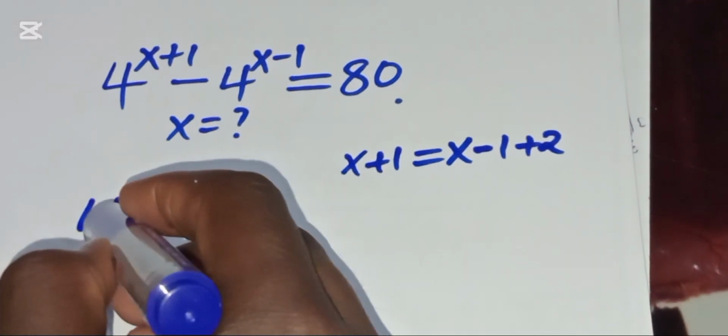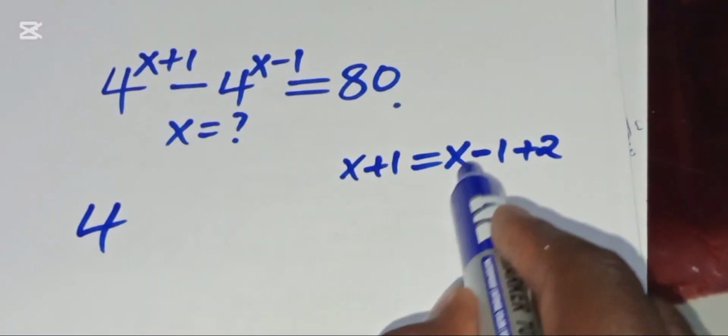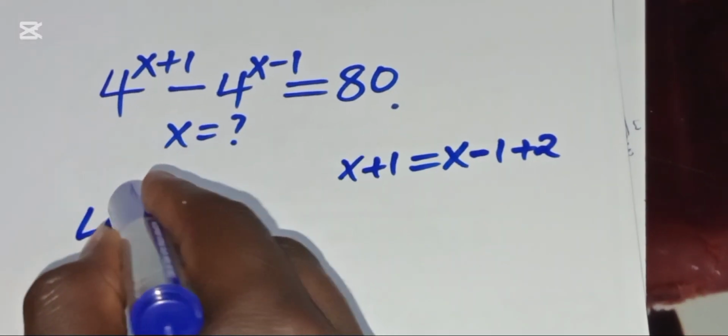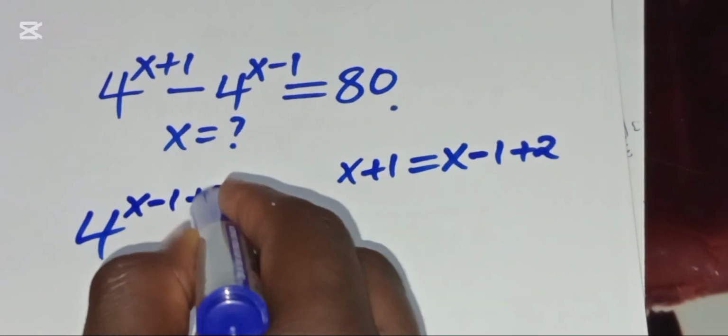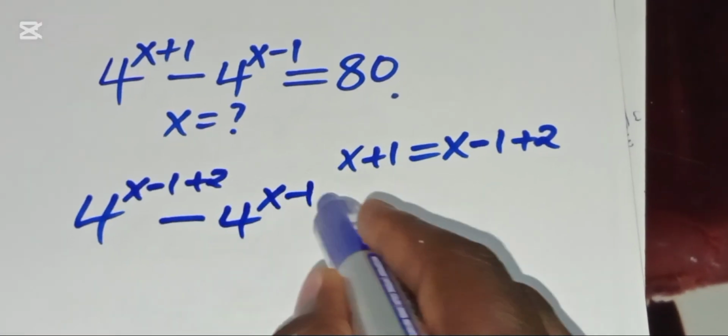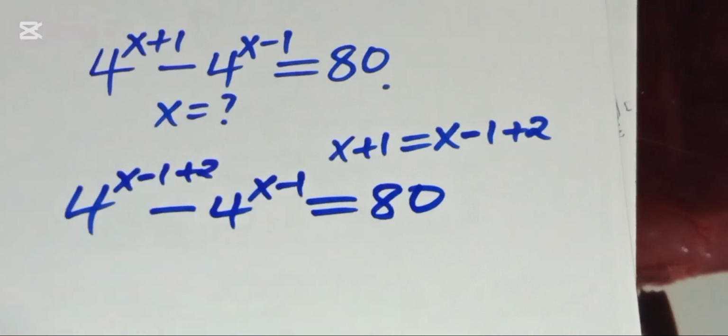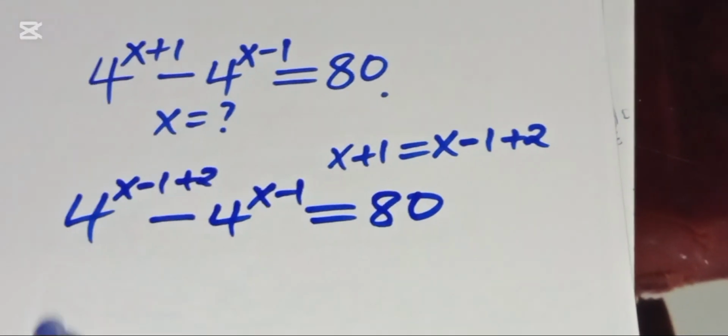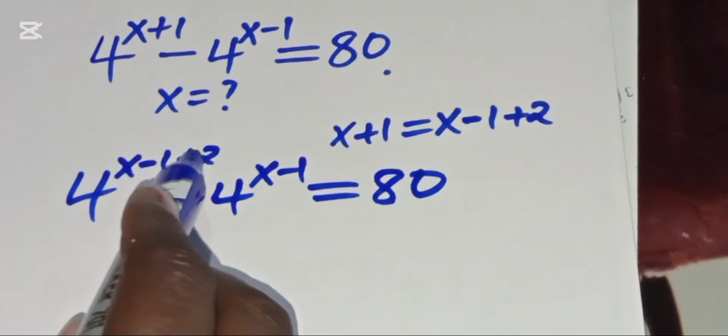So we'll have 4 raised to the power x plus 1. We substitute with this, so we'll have x minus 1 plus 2, subtract 4 raised to the power x minus 1, and this is equal to 8. Now from what we have here, 4 raised to the power x minus 1 plus 2.